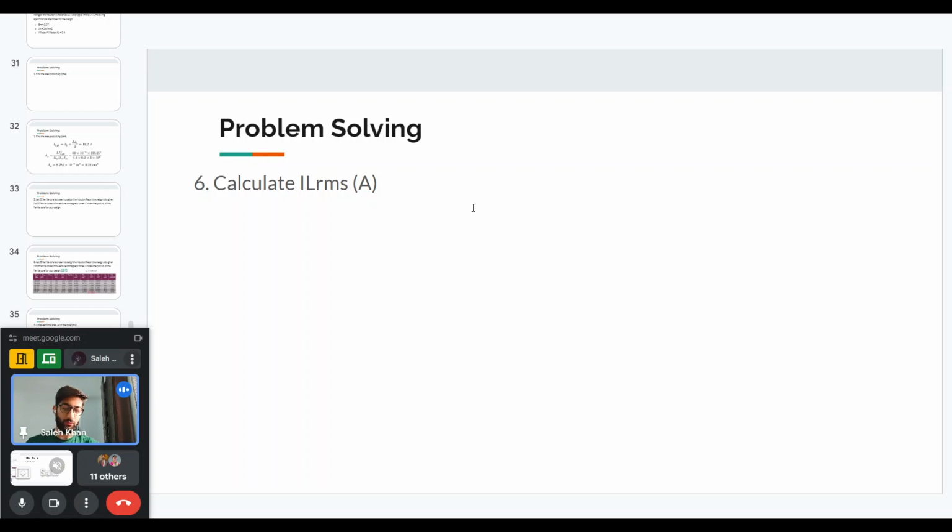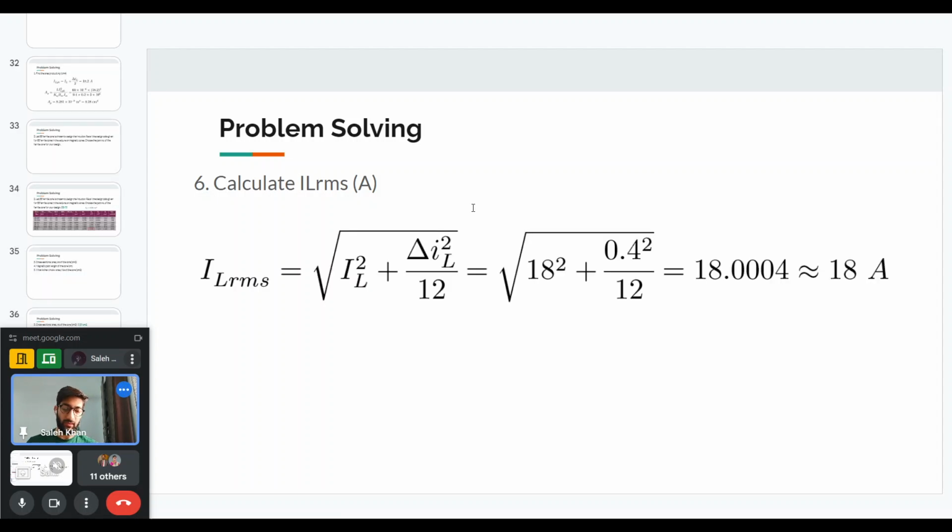And next, we are told to calculate the RMS current. So for the boost converter, we know how the current looks. It has a triangular shape. It has a DC portion and then a triangular AC portion. And what was taught in the lectures, and it was also mentioned in one of the previous sessions, the RMS for this kind of current is given by the square root of the square of the DC portion plus the square of the AC portion divided by 12.